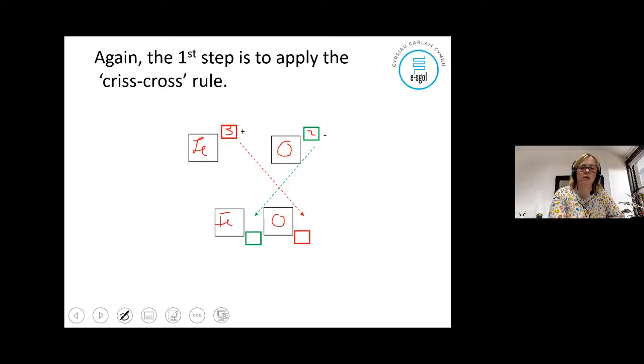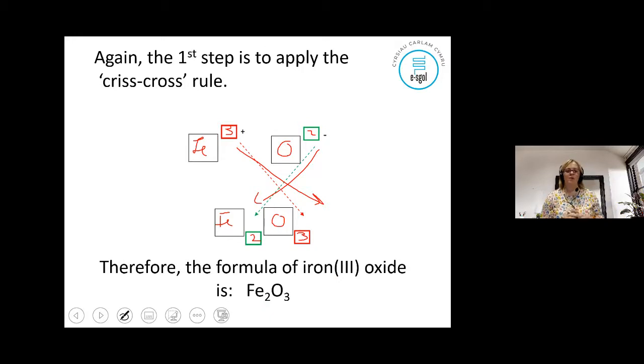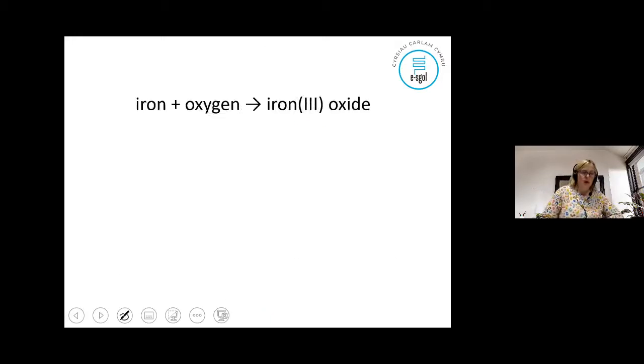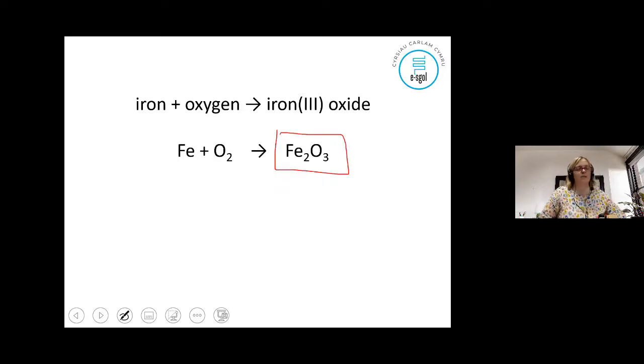They don't change, and then they crisscross the numbers down, giving you that 2 to pair there and the 3 to pair there. So the formula of iron(III) oxide is Fe2O3. If you then look at the requirements of this, what we've got is Fe, because it's a metal, it's monatomic. You've got oxygen, which is O2, and Fe2O3, because I've just shown you using the crisscross rule that that has to be the formula and can't be changed. Even though we might want to change it, that is the formula.